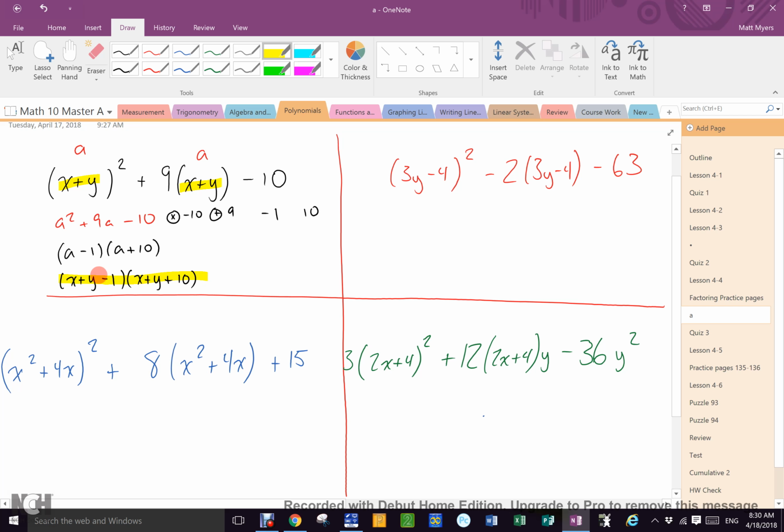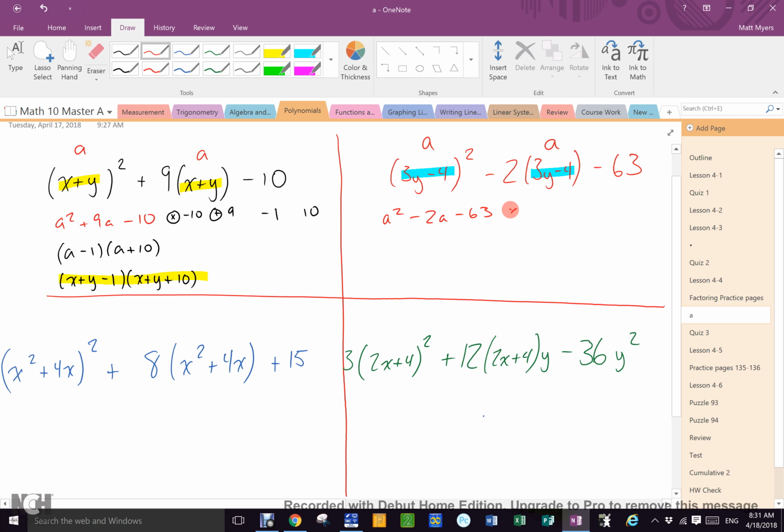Everybody cool? Okay. What do you see in this one? Same thing, right? So what should I do with those? What could I make them? Another letter, right? I shouldn't use x or y because I've already got x's and y's. So I'm going to use a again. So what does that give me? A squared minus 2a minus 63, correct? And that looks like something we can factor.